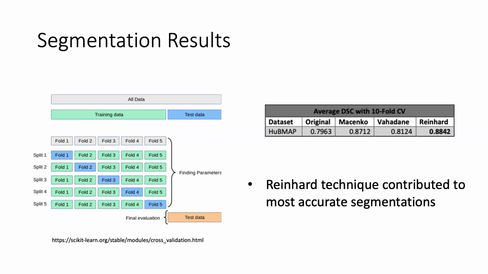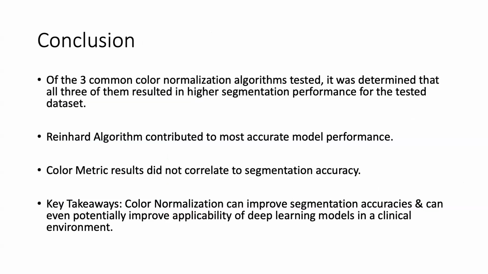Also, the Reinhard algorithm narrowly outperformed Macenko to be the best performing technique. So just to conclude, of the 3 common color normalization techniques tested, all of them contributed to higher segmentation accuracies. The Reinhard algorithm was the best performing.